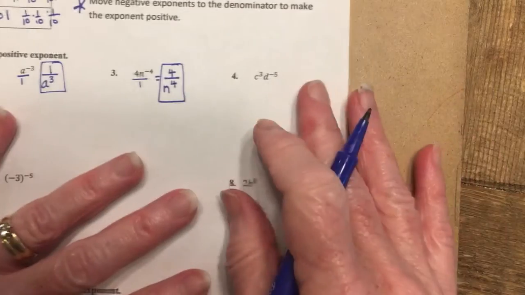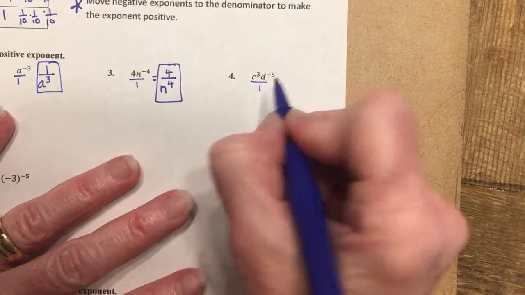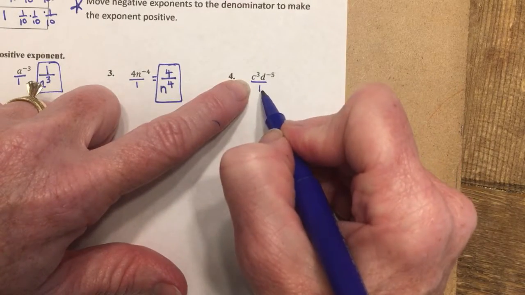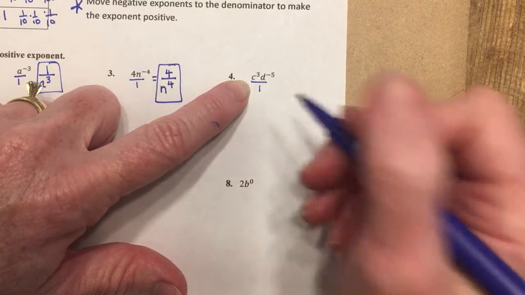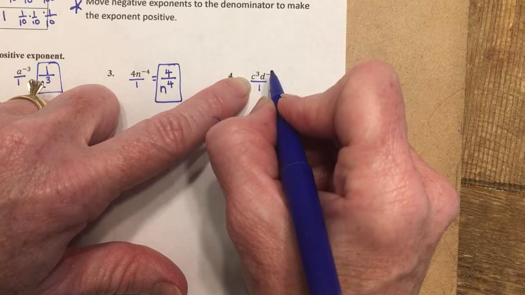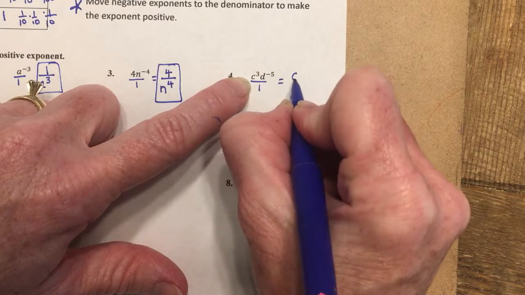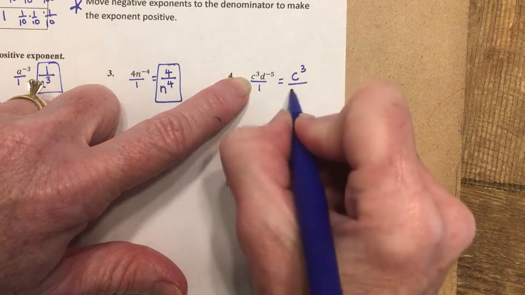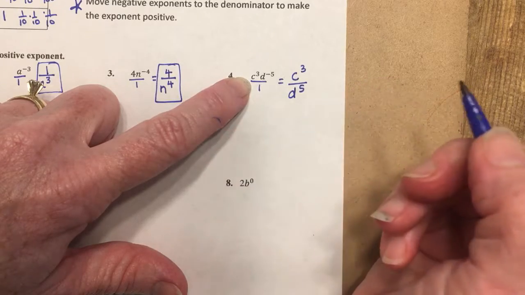4 times n to the 4. All right, here again, if I think of this as a fraction, the d has to move downstairs. Maybe it hasn't paid its rent, so it's got to go downstairs. The c is positive, so it gets to stay upstairs. It doesn't have to go anywhere. c is cubed. Move the d down. Now it's positive.